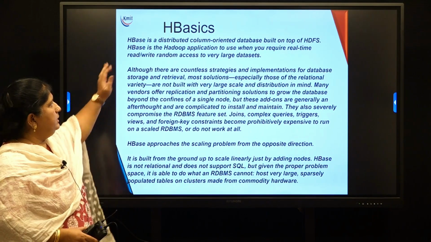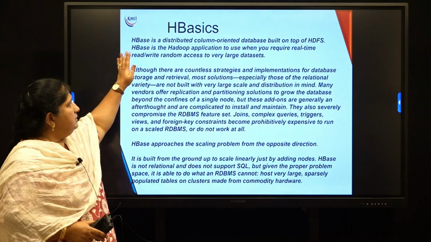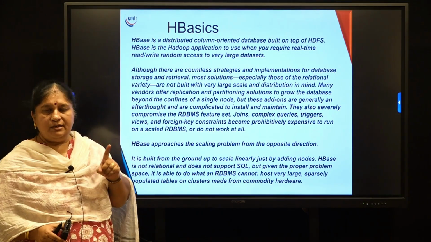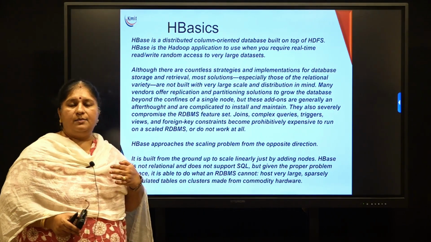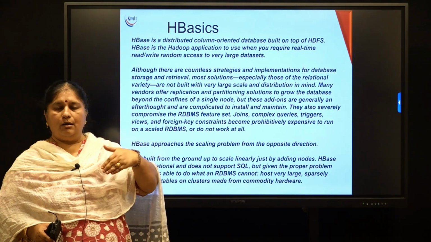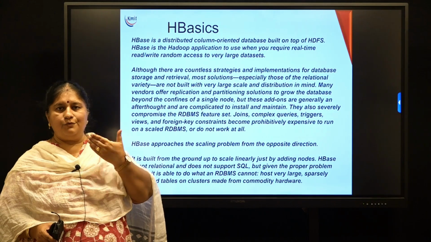Now, to start with the introduction of HBase. HBase is a distributed column oriented database. This is the first difference with regular RDBMS. Whenever we are working with RDBMS, those are row oriented. The data is divided into rows and columns. The major unit of access would be rows. We talk in terms of rows.